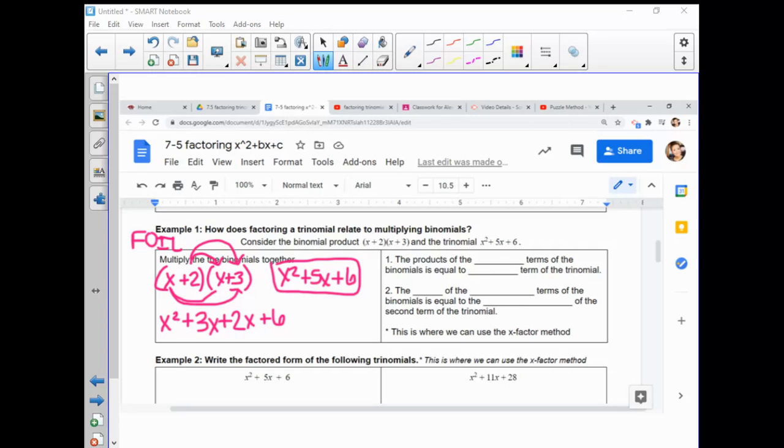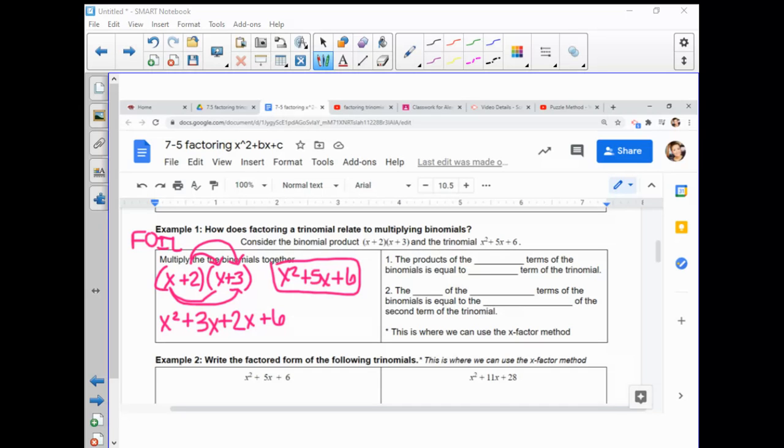Number two, the sum of the second term of the binomial equals the coefficient of the second term of the trinomial. This is kind of confusing. We're going to break this down really quick. So if you take 2 times 3, you get 6. That's where the 6 comes from. That's what the first thing's talking about. If you take 3x squared plus 2x squared, you get 5x squared. That's what the second one's talking about.